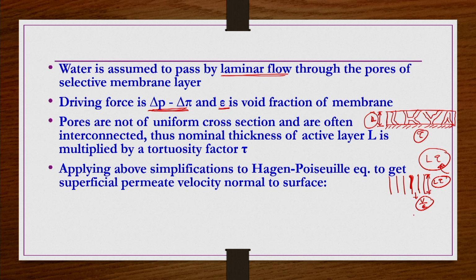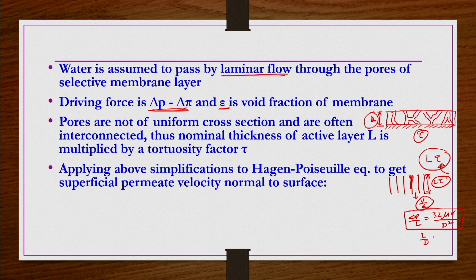Whatever the delta P by L is equals to 32 mu V by d square. This is the Hagen-Poiseuille equation for flow through a pipe of uniform cross section, which is valid for an infinitely long cylinder, or for the case where L by D is very much higher than 1. That is, L is very much larger than D. Then it is valid. Under such assumptions, we can also apply it for the simplified case here.